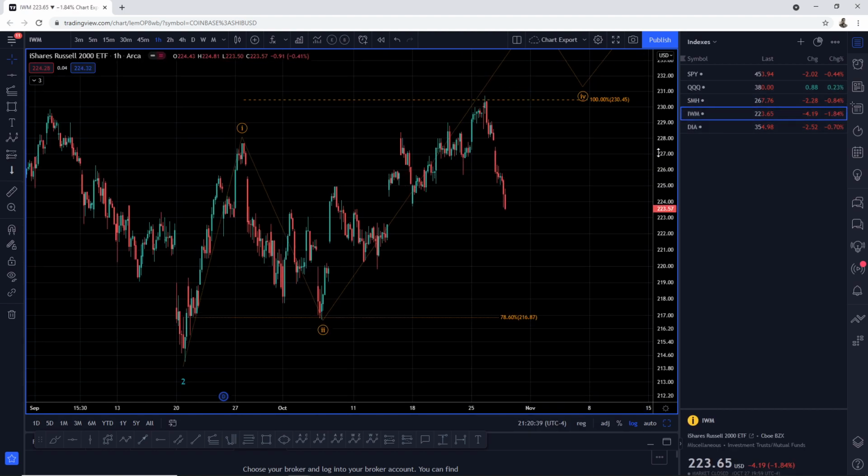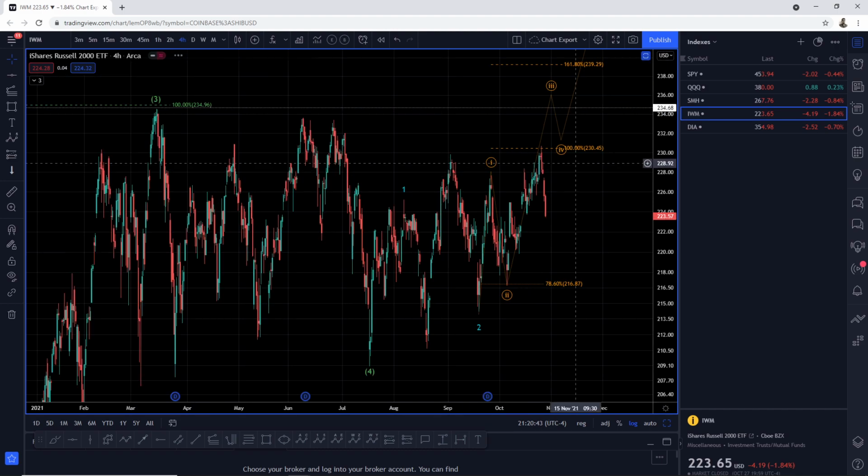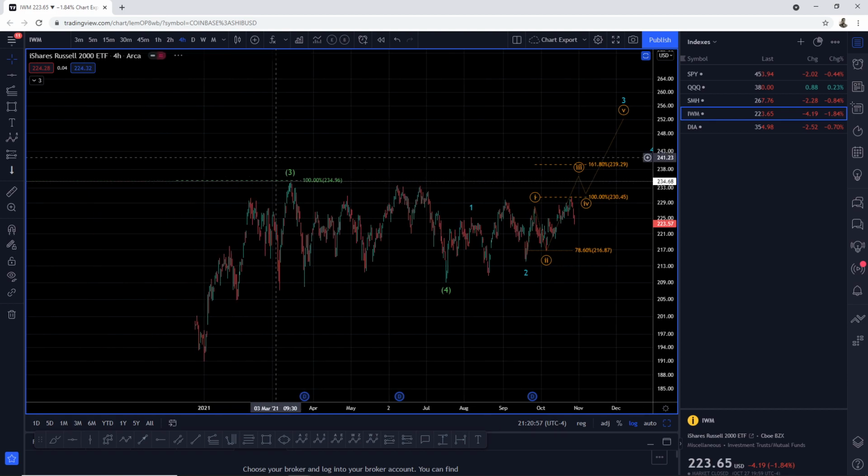Now IWM, I mean, this is a little tricky, guys. Let's take a look at the 4 hour time frame. This is nonsense price action, right? We have not gone anywhere, technically speaking, since February the 8th. Pretty much a sideways correction. I am pairing this as a wave 3 to the 100% extension.